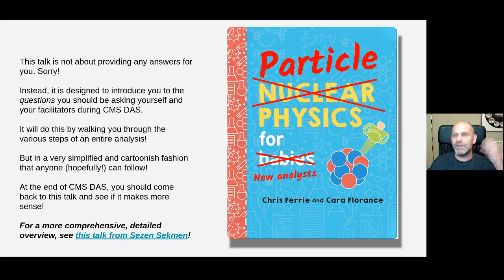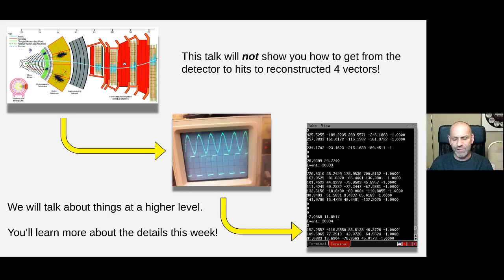Okay? But I'm going to jump right in again to something very simple. I'm going to continue to talk about what this talk is not. I am not going to show you, from the very beginning, how to get from hits to signals to 4 vectors. This is going to be at a much higher level. During the week, you will learn about this process. But we're really going to be starting from the idea of 4 vectors.